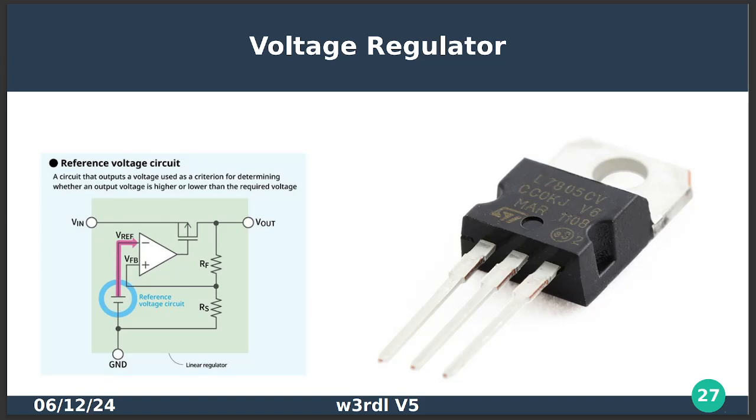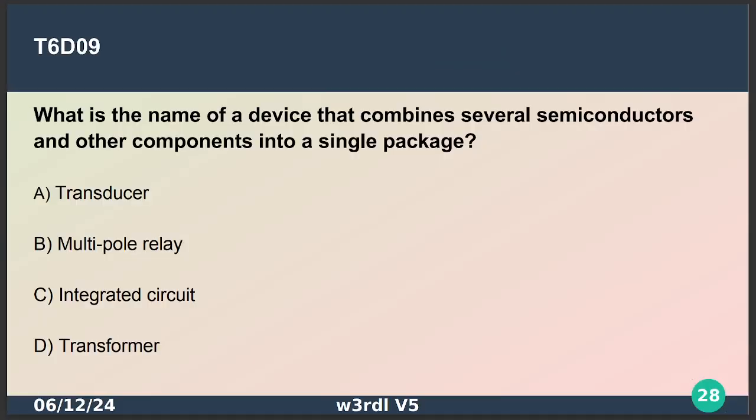So anyway, a circuit that outputs a voltage used as a criterion for determining whether or not an output voltage is higher or lower than the required voltage. So they're using it to keep the output voltage steady, is essentially what they're doing there. And that's, like I say, that's important.